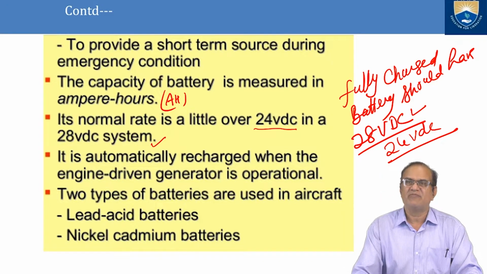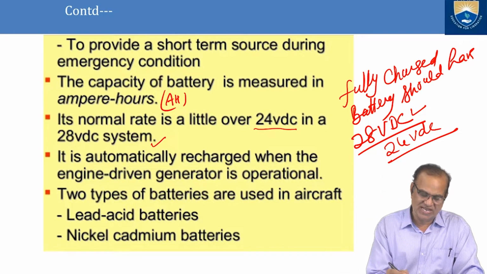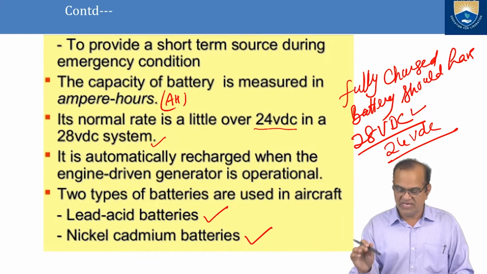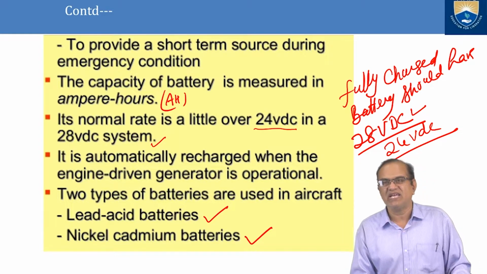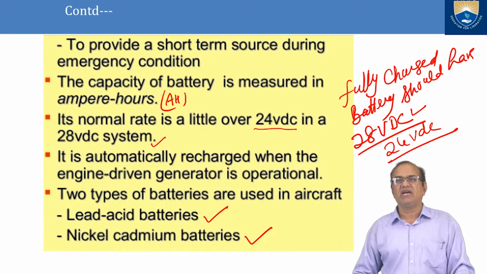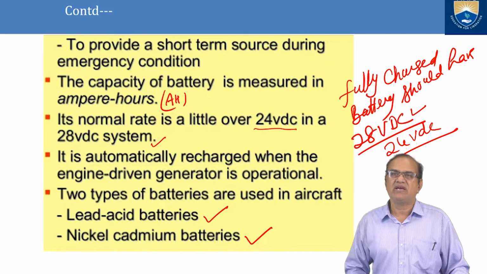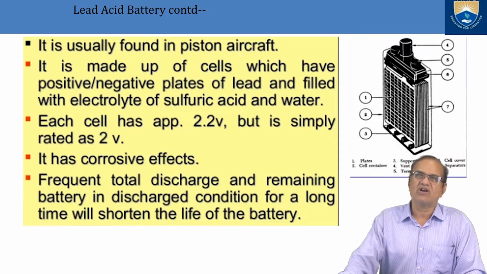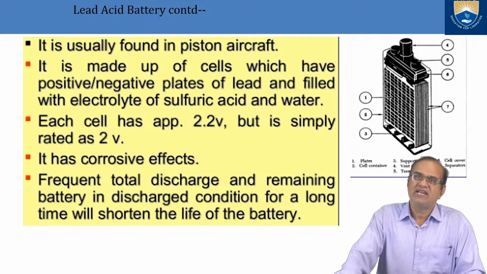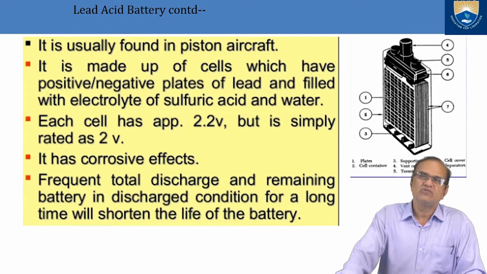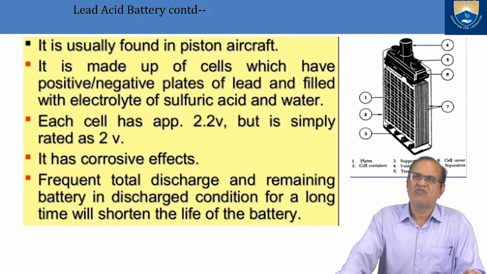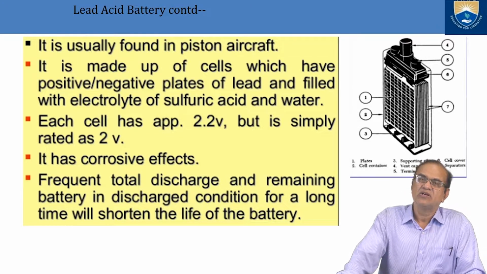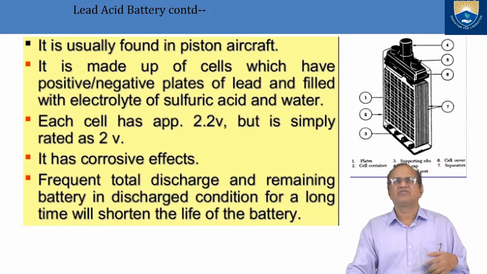Two types of batteries are used in aircraft. One is the lead acid battery, another is the nickel cadmium battery. Any one type of battery we can use in aircraft as per the condition given by the manufacturer of the aircraft. Here I am going to talk about the lead acid battery. It is usually found in piston aircraft, in small aircraft.